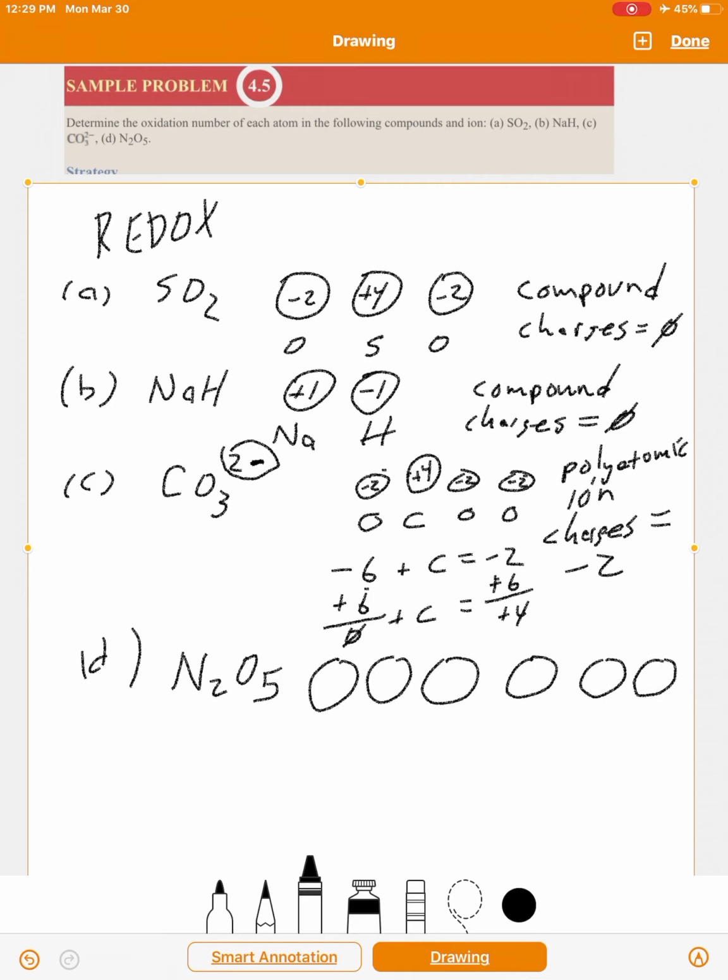Boy, do I have enough? N2O4, N2O5. Wow, we got one more. Let me try to fit it in over here. Okay, so O, O, O, O, O, N, N. Okay, N2O5. Doesn't matter where you put them. We're just trying to figure out what they are.